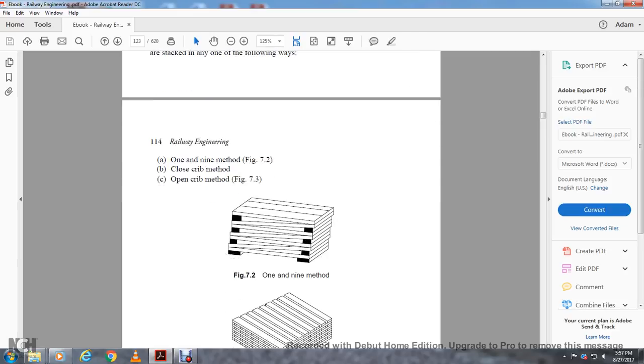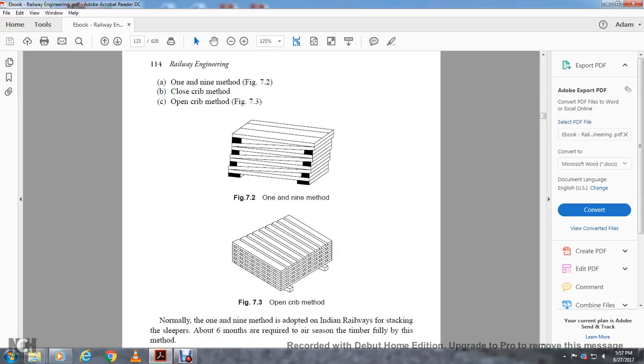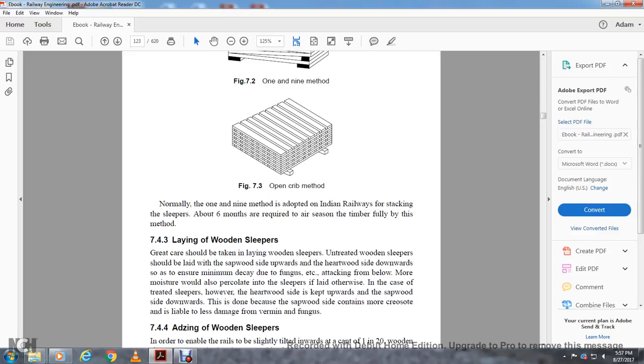Figure 7.2 shows the 1 and 9 method. Figure 7.3 shows the open crib method, and normally the 1 and 9 method is adopted by the Indian Railways for stacking the sleepers, but about 6 months is required to air season the timber fully with this method.